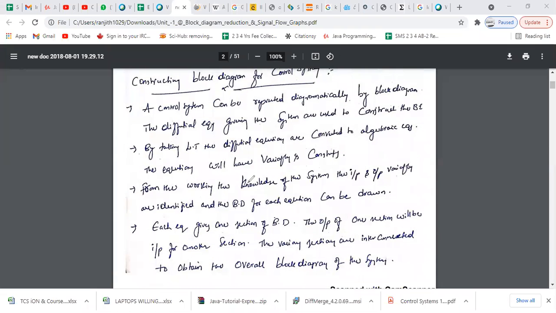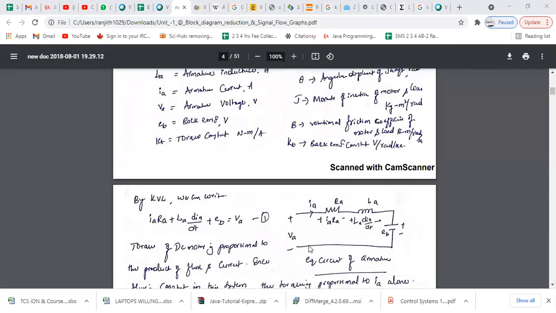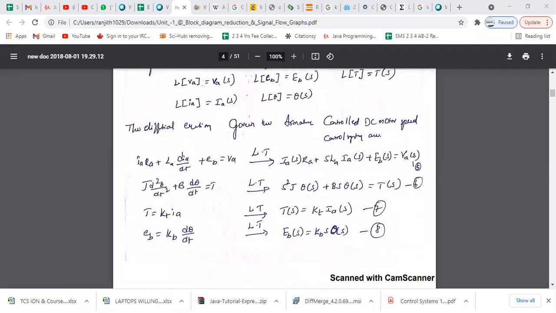So from the working knowledge of the system, we need to know what are the input and output variables and draw the block diagram for each equation. We have four equations. For four equations, we have to draw four block diagram sections. After drawing those four block diagram sections, by interconnecting those sections, we can obtain overall block diagram of the system, right? Chalo, we'll draw the block diagram using those four equations.